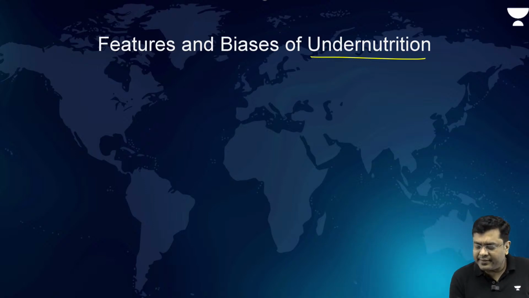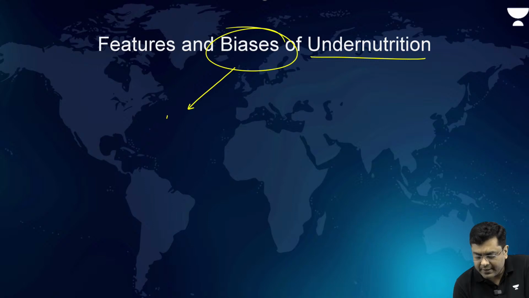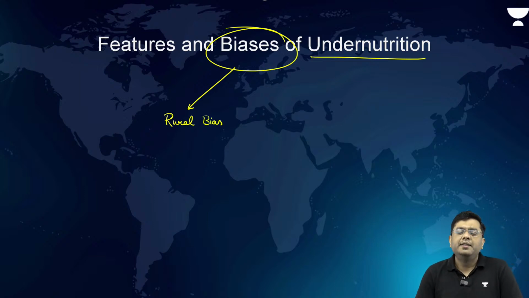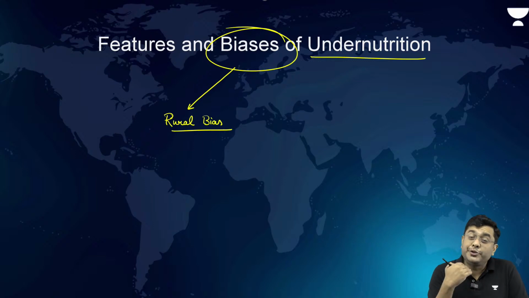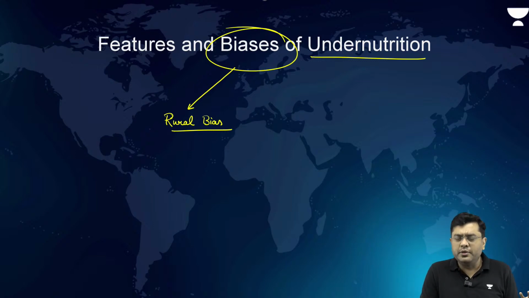So when we talk about the biases, there are two types of biases. One is the rural bias. What do we mean by that? Rural bias. It basically means that the rural population tends to suffer from undernutrition much more as compared to the urban population. Urban population suffers less from undernutrition, and that is largely owing to the fact that you have better access to public distribution systems, you have better access or better economic condition comparatively amongst the median population. So that is why rural population overall, which lacks these particular facilities, they suffer from undernutrition more.